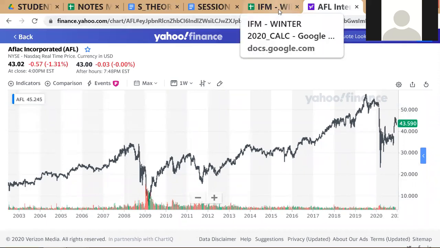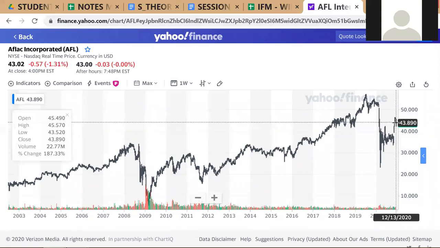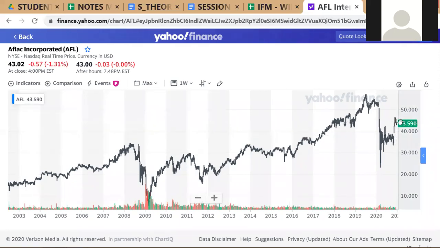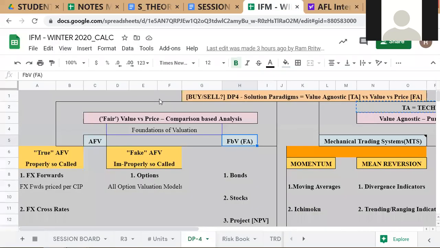So, therefore, if the fair value estimate according to you is $60 and the price is $44, you would buy it because you believe eventually the price is going to move towards $60, and you're going to make money out of that, okay? So this whole thing is based on this idea.